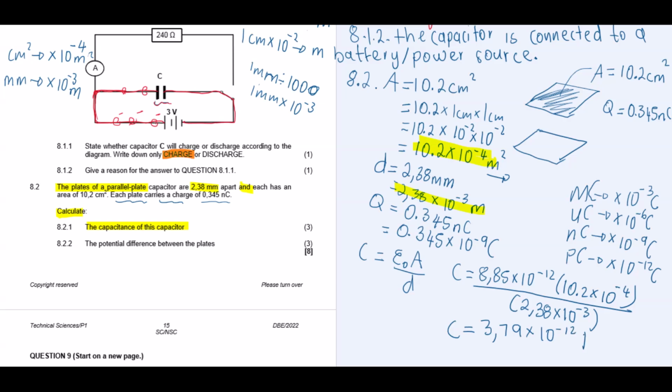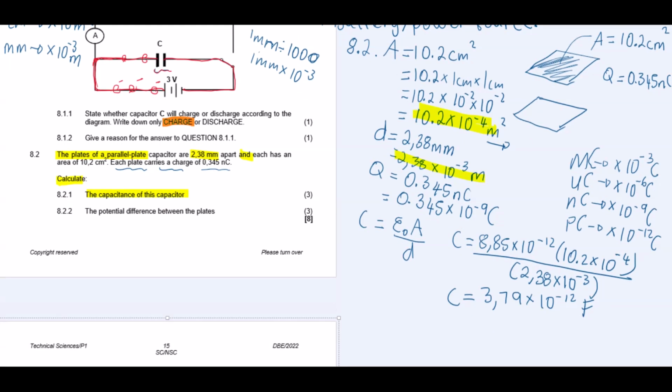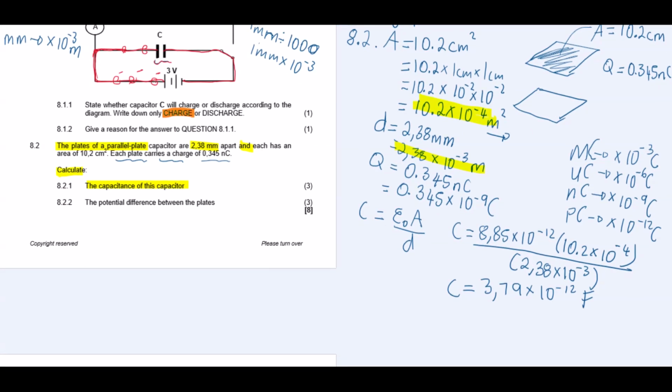3,79 times 10 to the power of negative 12 farad. Right, so that is the SI unit for capacitance. And now can we quickly do the next question? I just want to create some space for the next question there.